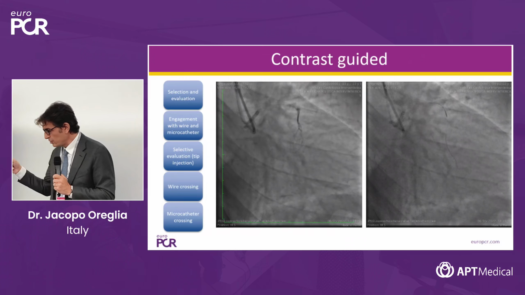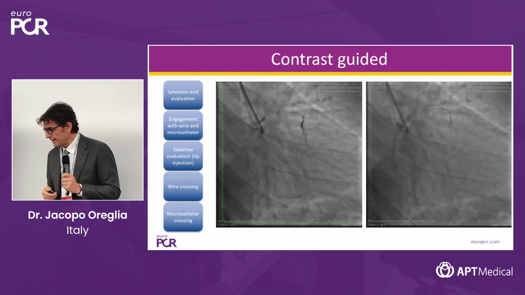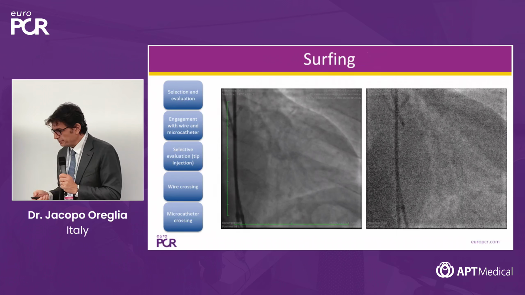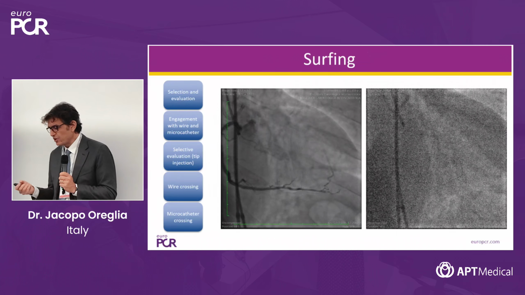Then you do this tip injection, you put your reference image on your left or right hand as you are used to do, and then you go with the guide wire, and this is the real-time crossing of a guide wire through this septal.